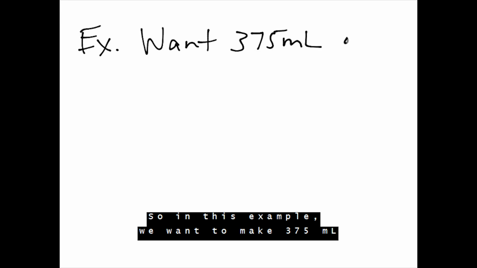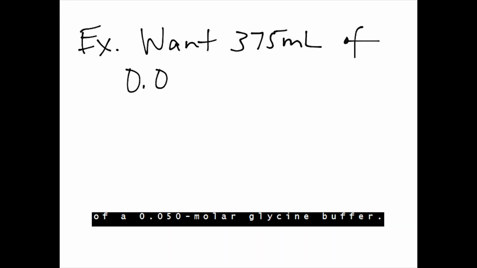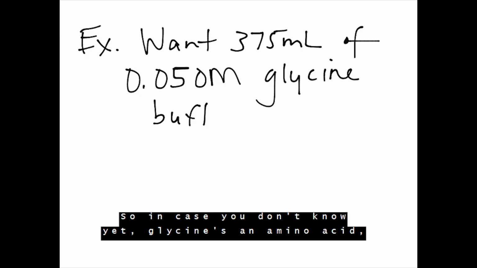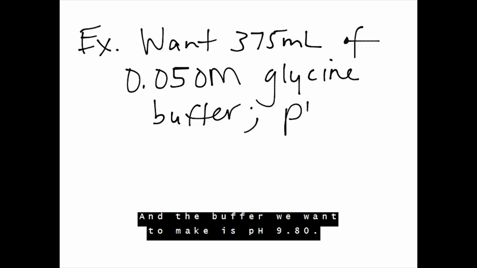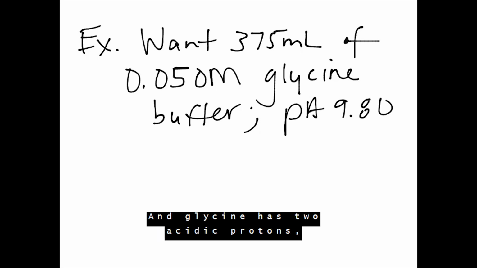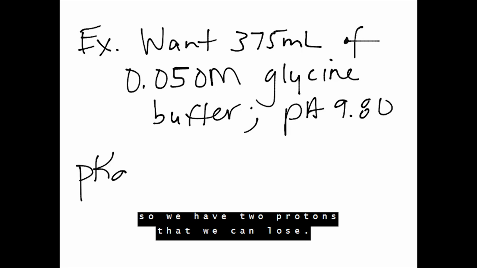375 mLs of a 0.050 molar glycine buffer. So in case you don't know yet, glycine is an amino acid, but it can also serve as a buffering molecule. And the buffer we want to make is pH 9.80. And glycine has two acidic protons. So we have two protons that we can lose.